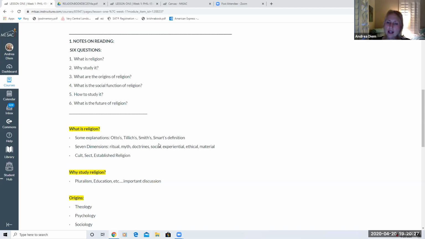And another thing he says is it's seven dimensions. Ninian Smart's seven dimensions, he's pointing out that all religions have these seven aspects. All religions have some form of ritual, and a ritual is an action that connects you with the sacred.